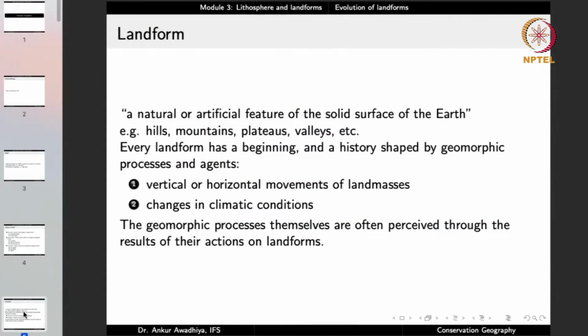And how do we define a landform? A landform is a natural or artificial feature of the solid surface of the earth. So it is any feature, whether natural or artificial, on the surface of the earth, and which portion? The solid surface. So it is there on the lithosphere. Landform comprises things such as hills, mountains, plateaus, valleys, and so on. Now every landform has a beginning and a history that is shaped by the geomorphic processes and agents. So if we talk about a mountain, say the Himalayas, then the Himalayas also have a history.